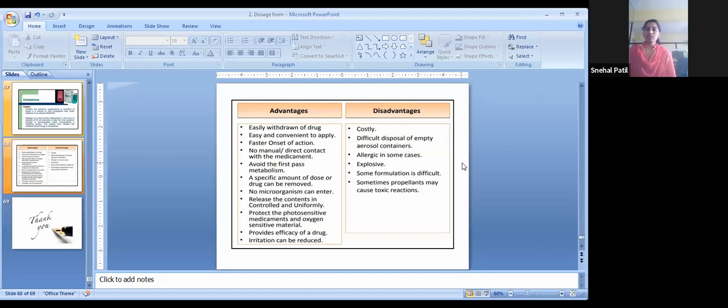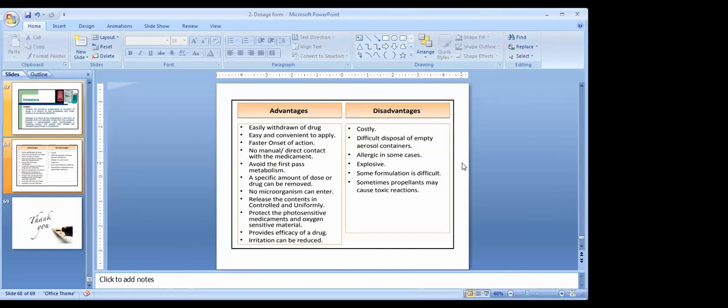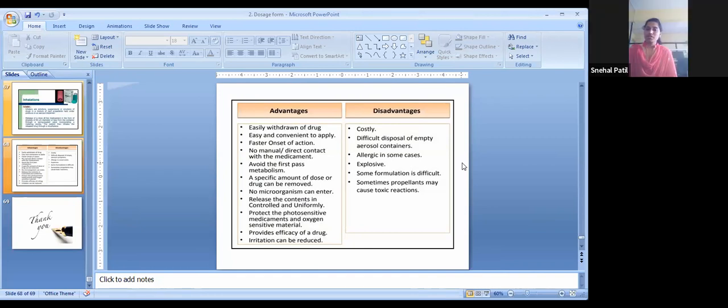With this point, we complete the second chapter. The name of the second chapter or second point of the first unit is dosage form. Here we complete the second point of the first unit, the dosage form.